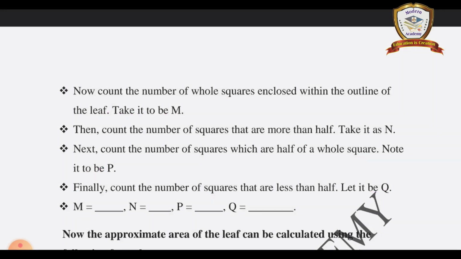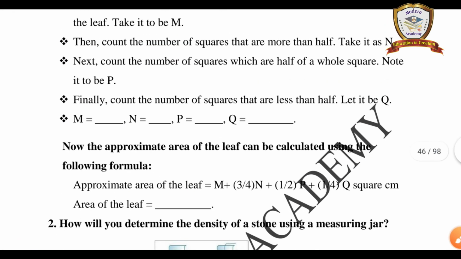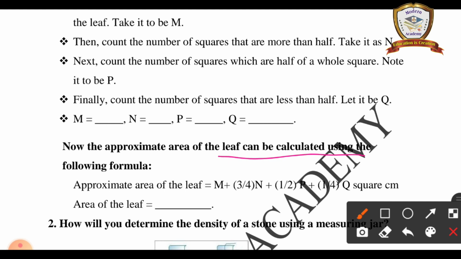Now the approximate area of the leaf can be calculated by using the formula m + 3/4 n + 1/2 p + 1/4 q square centimeter. Area of the leaf is equal to dash.